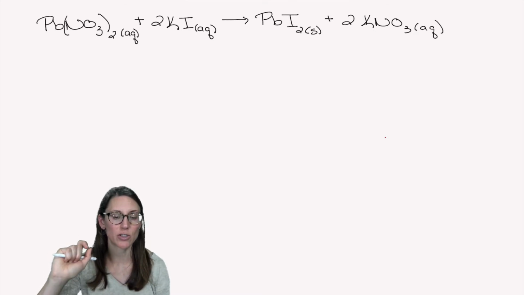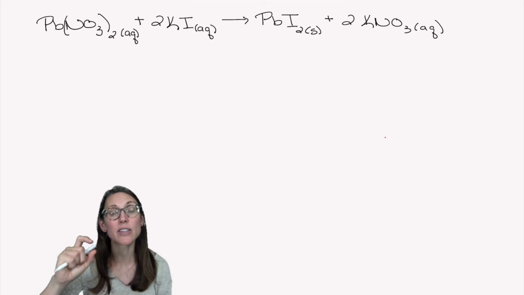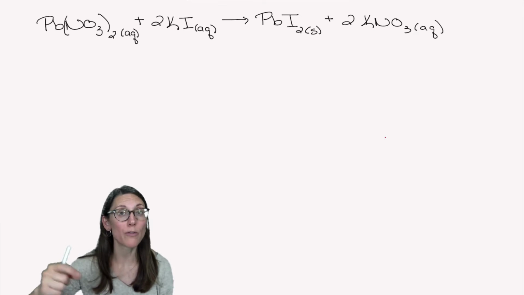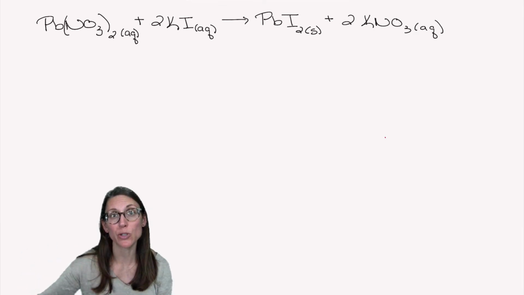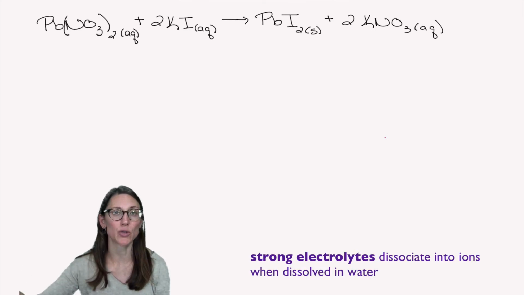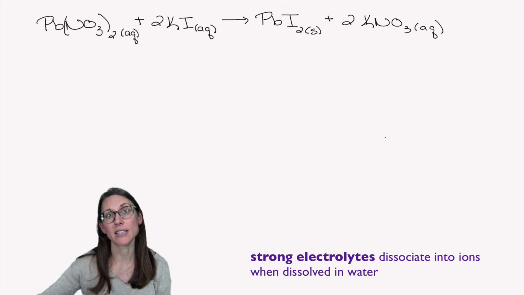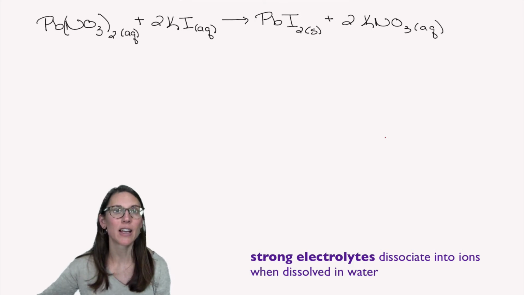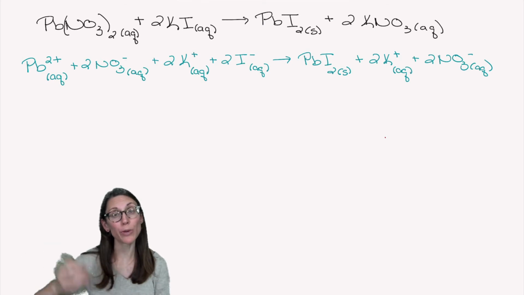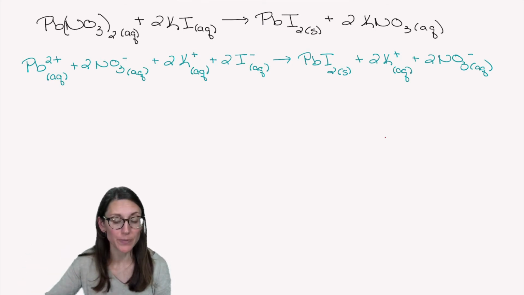the things that changed. So I'm going to take this equation and I'm going to break apart and dissociate any ionic compounds that when you dissolve them in water actually break apart to form ions. We call those compounds strong electrolytes. Those are compounds that form ions in solution and therefore can conduct electricity. I have now rewritten this equation breaking apart any strong electrolytes that are in aqueous solution.